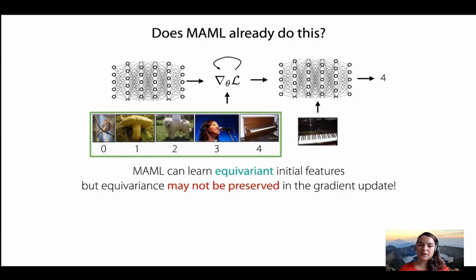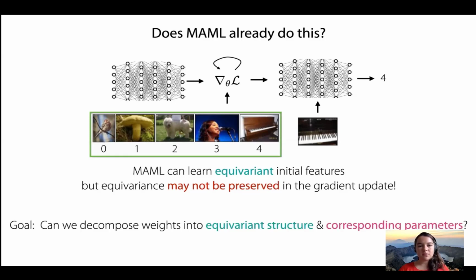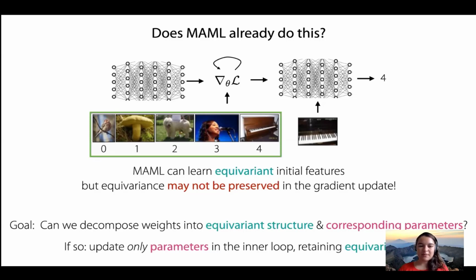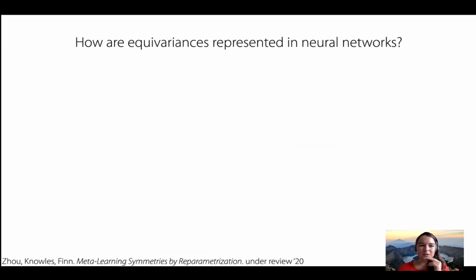And so what we're going to try to do here is see if we can essentially decompose the weights of the neural network into a particular equivariant structure that preserves things like translational equivariance or rotational equivariance and so forth, decomposing that from the underlying parameters of that network. Essentially, if we could do this, we can update only the parameters in the inner loop and retain the equivariance across the update step. Okay, so this may be a little bit abstract and vague, but hopefully it'll get more clear as I go on. And the first thing we want to look at is how equivariance is actually represented in neural networks.